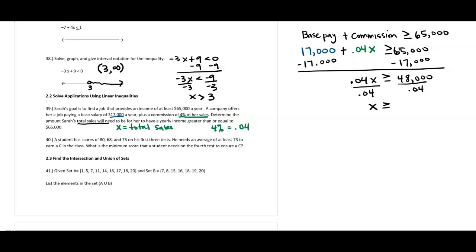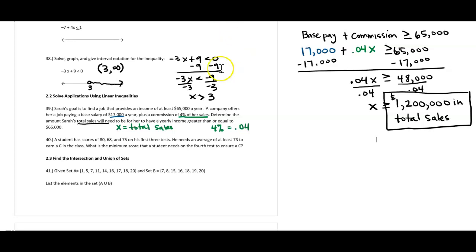Right. And then when you do that on your calculator, all right, you get a pretty big number there. I think it's over $1 million. It's like $1,200,000 is what she'd have to sell. So just kind of break these apart, think about, okay, what do I know here? How can I use this information to get to what I need there?